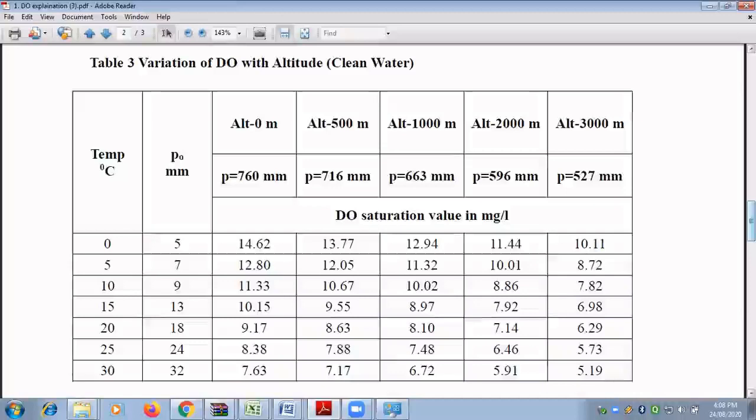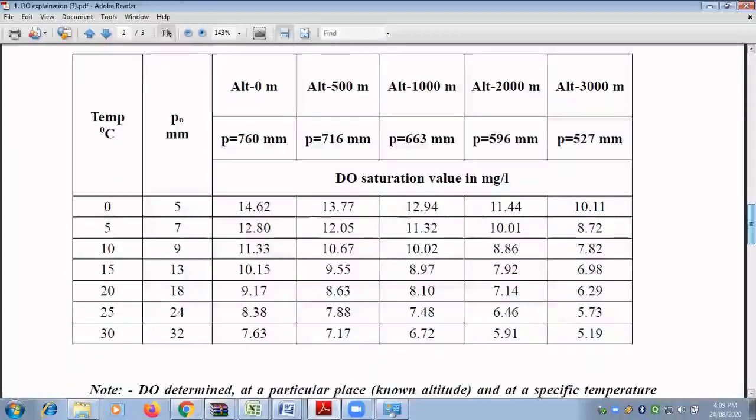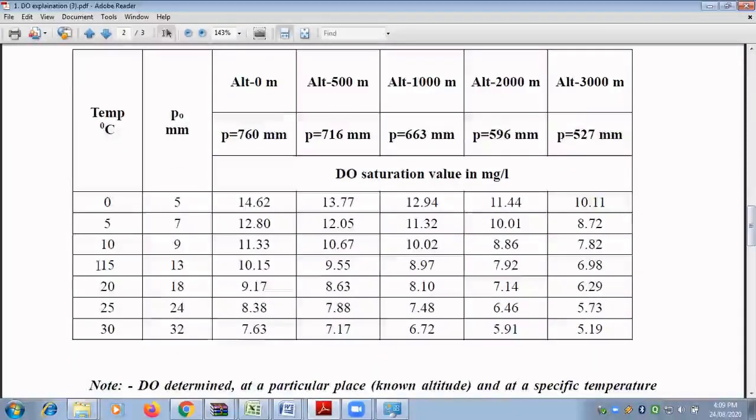So the relation we already know, the variation of DO with altitude, we have already seen: the DO value will go on decreasing when the altitude increases. If I'm at a temperature of 15 degrees Celsius and at altitude 0 meter, the DO saturation value is 10.15, and as my altitude increases, the DO value will go on decreasing. At altitude 3000 meter, the DO value is 6.98. For all the temperature ranges, these DO values are already given.